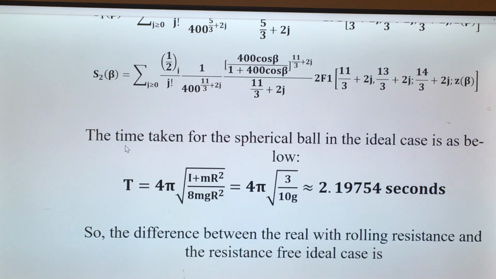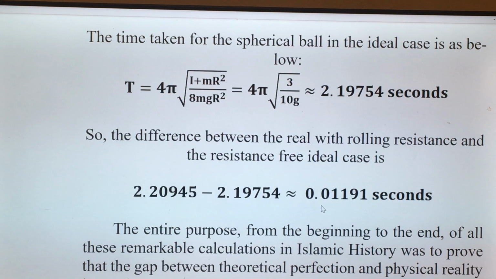Using astronomy to describe physics. The time taken for the spherical ball in the ideal case is as below. I hate to do it, but just to explain it to you, it is this. So the difference between the real case with rolling resistance and the resistance-free ideal case is 1/100th of a second.